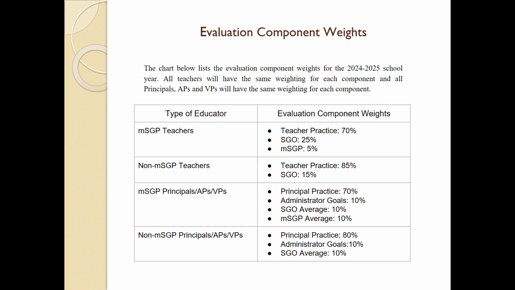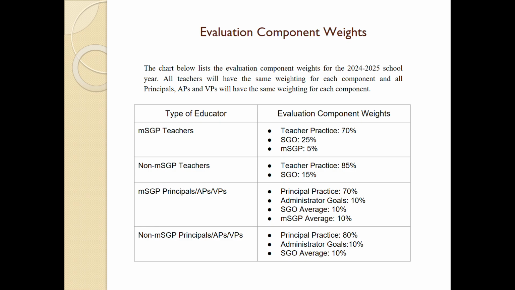Next, we have evaluation component weights. The chart below lists the evaluation component weights for the 24-25 school year. All teachers will have the same weighting for each component, and all principals, assistant principals, and vice principals will have the same weighting for each component. Type of educator and evaluation component weights.